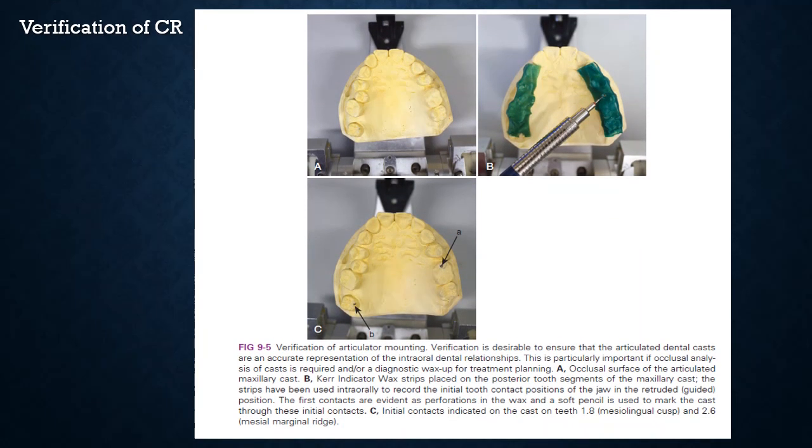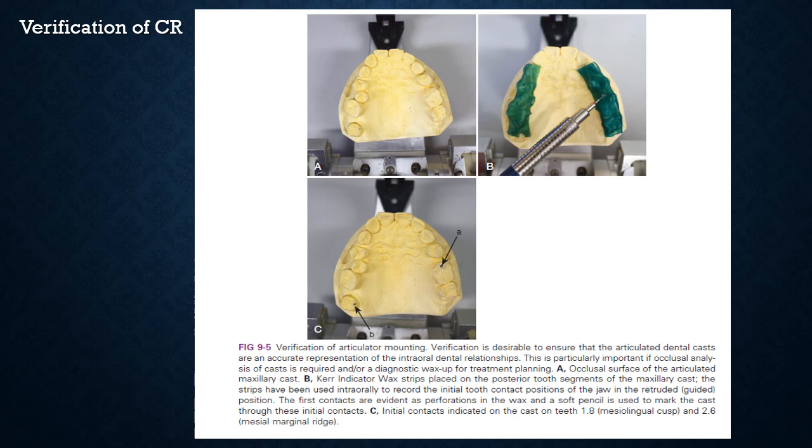Well, how do you verify your centric record or retruded contact position on the diagnostic cast on the articulator? As you can see in this figure, he used a Kerr indicator wax that is inserted inside the patient's mouth, and the patient is asked to close into the retruded contact position. After that, as you can see in figure B, the wax is returned back on the articulator, and the shadow of the area of first contact will be shown through the green wax, and you should point these shadows out using a marker like a pencil. As you can see in the lower figure C, the first area of contact is here, on the first molar on the right side and the third molar on the left side.